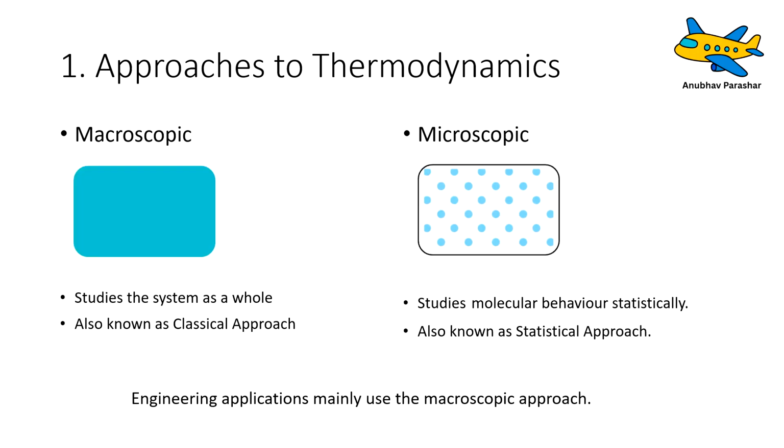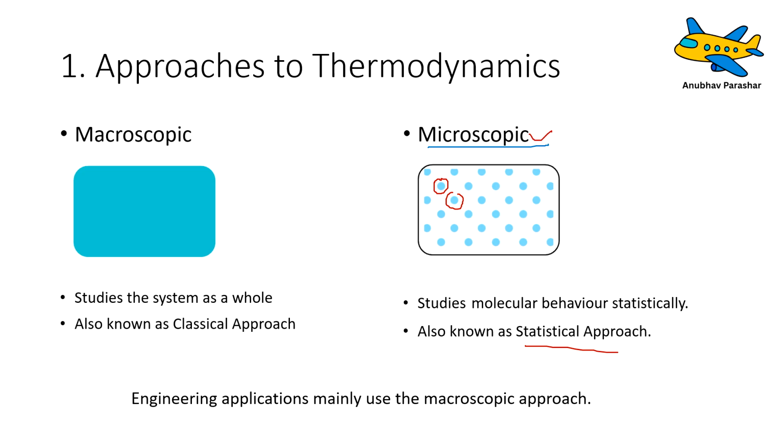So let's start. Approaches to thermodynamics. Whenever we are studying thermodynamics, what we need is a system. Now, there are two ways you can study a system. The system will definitely have some matter, and matter will have molecules. So you can actually take a microscopic view. Microscopic view means you are studying the particles, the molecules, individually, how exactly they are behaving. This is known as the statistical approach or the microscopic approach.